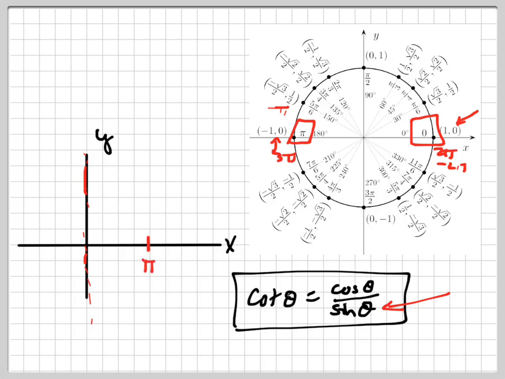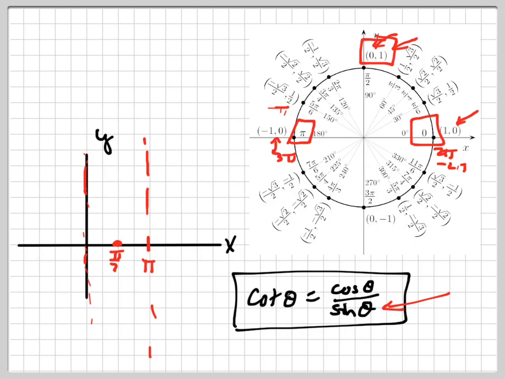So there's 0, there's pi, and here's pi over 2 right in the middle. What's the cotangent of pi over 2? It's the cosine, which is 0, divided by the sine, which is 1, which is 0. Well, 0 divided by 1 is just 0. So there's your graph. And now what's going to happen to the left of this?